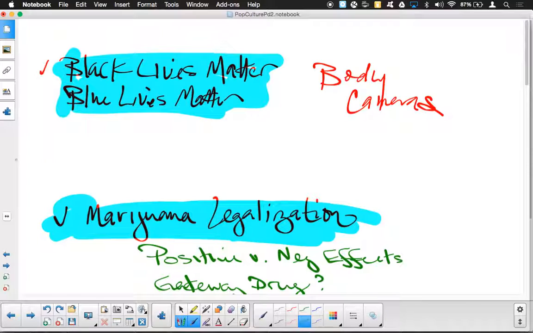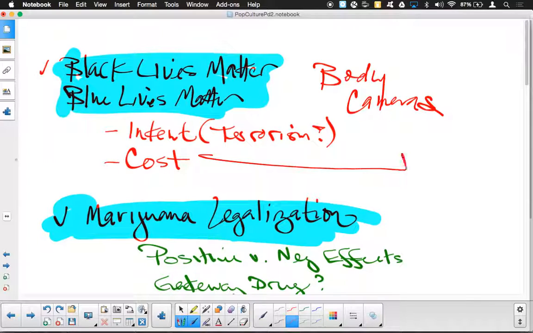Some people say Black Lives Matter is a terrorist organization. There's only one person who I've heard say that, and he's an idiot. Did you say he's an idiot? Yes. That could be very good. You're going negative on that one. That would cost, when it does come to body cameras.